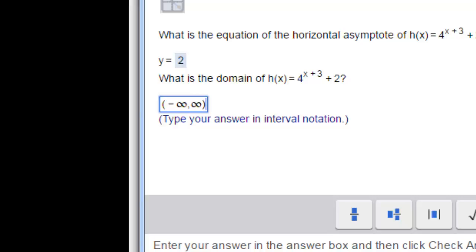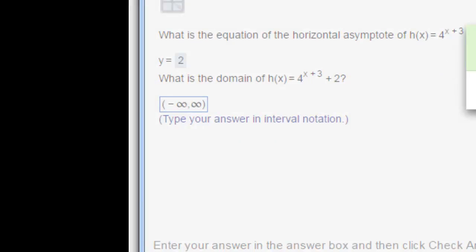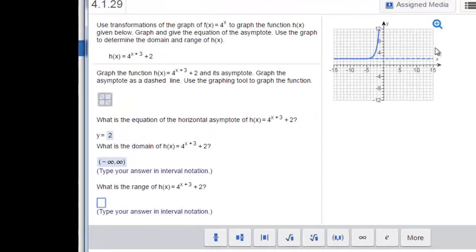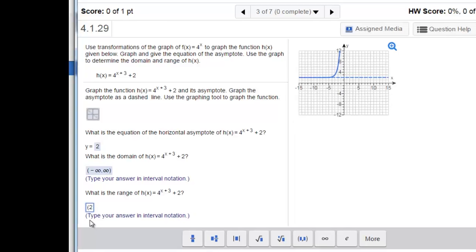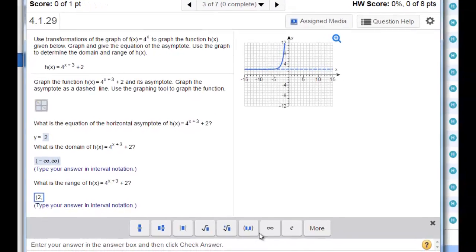And the range is going to go from the horizontal asymptote, so from 2. It doesn't include 2, so we'll have an open parenthesis, and then the function continues upward, so it's going to be to infinity.